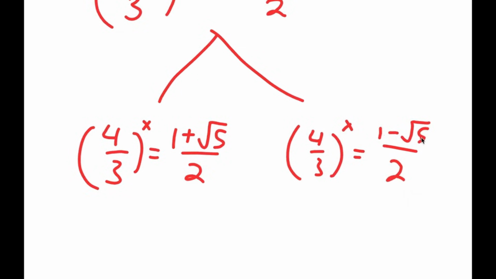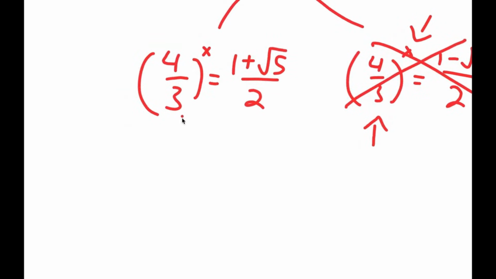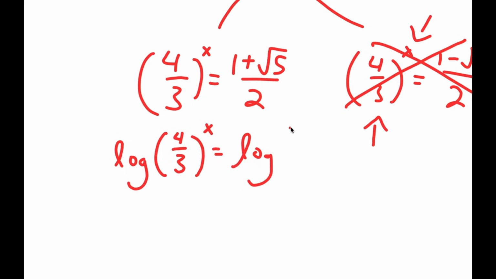Now 1 minus the square root of 5, that's going to be a negative number. And notice how this is a positive number to some power. Well, you can't take the power of a positive number and make it equal negative, meaning there's no solution to this equation, and all that's left is this equation. So to solve this equation, what I'm going to do is start by taking the log on both sides. So I get log 4 over 3 to the power of x is equal to log 1 plus the square root of 5 over 2.